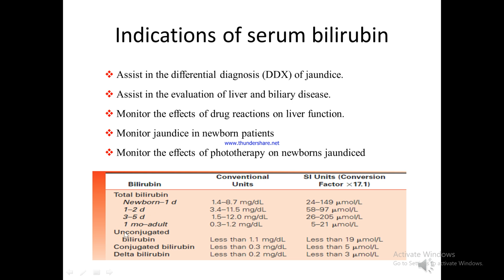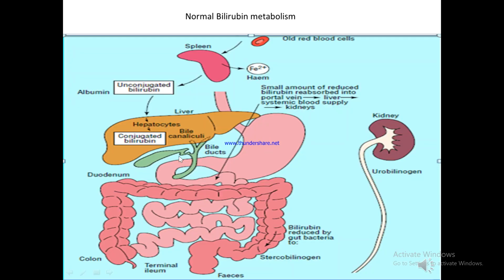The fractions of total bilirubin, unconjugated and conjugated bilirubin: unconjugated level is less than 1.1 milligram per deciliter, while conjugated bilirubin is less than 0.3 milligram per deciliter. From this, you can see that unconjugated is found in bloodstream in more than the concentration of conjugated bilirubin. And we will discuss or explain this reason in the next slides.